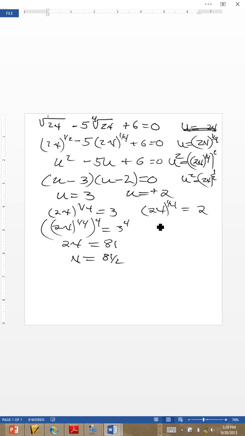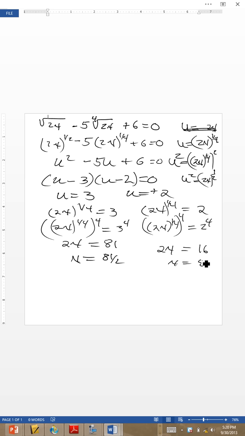Now over here, again, you're going to take this 2x to the 1/4 power and raise that to the 4th, but likewise raise the other side to the 4th power, 2 to the 4th power, which you should know is 16. Over here, it's 2x, and that means x is equal to 8.